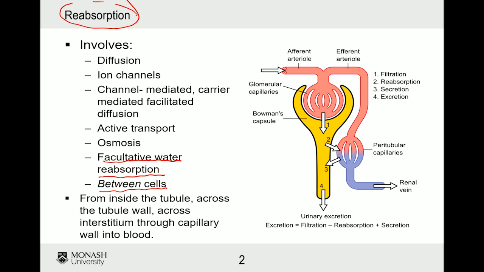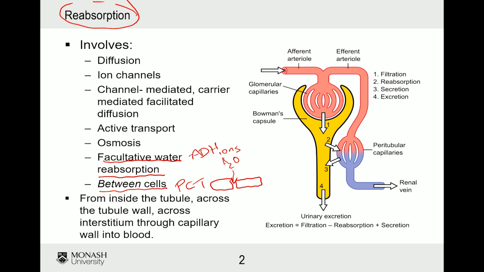Now, the cells in the proximal convoluted tubule, or PCT, actually have gaps between them. Very small gaps, but they're big enough for ions and water to come through. Facultative water reabsorption means that it requires ADH, or antidiuretic hormone, something we'll talk about further on. It means that the water reabsorption does not happen through osmosis, but with help from ion channels and hormones.